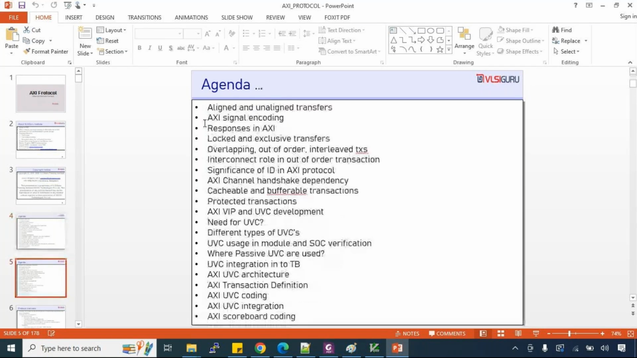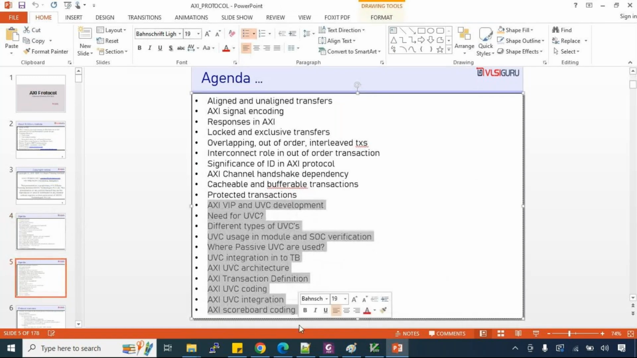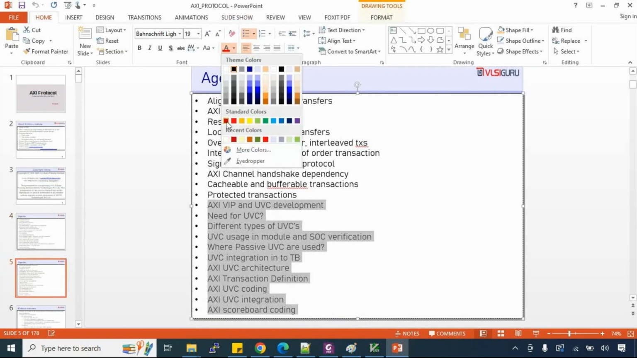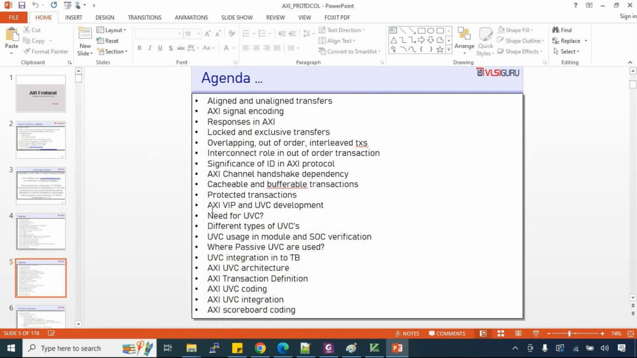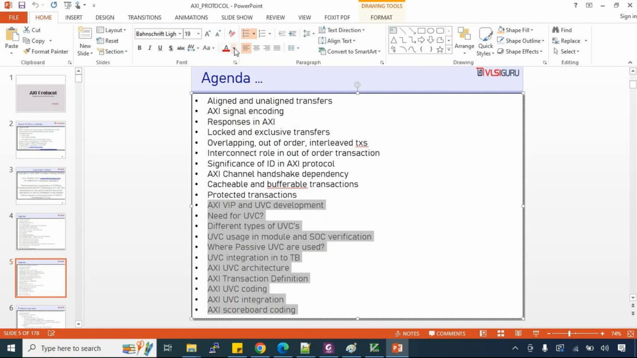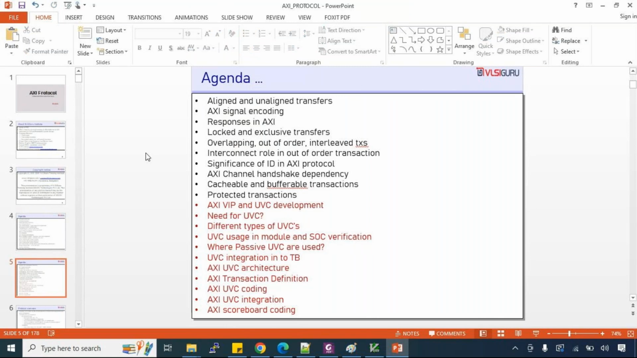Except for this, till this point, all the black ones are protocol specific only. The red one is what is focused on test bench development of the AXI.